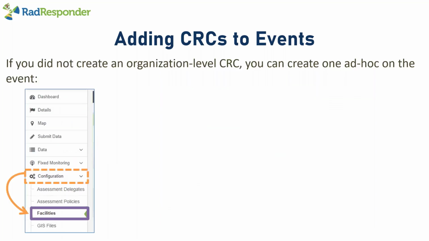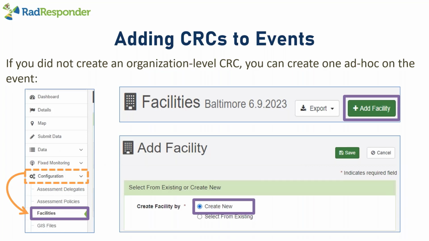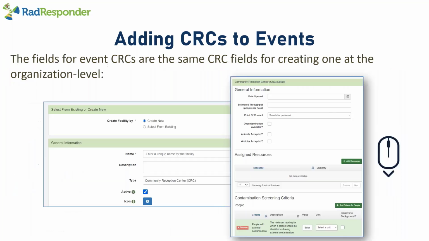If you did not create an organization level CRC, you can always create one ad hoc. You'll go to the same facilities page, select Add Facility, but instead of selecting from an existing one, you'll select this Create New option. And you'll be presented with basically the same fields that you had at the organization side, except you're not choosing default event scenarios because you're creating this CRC specific to this event.